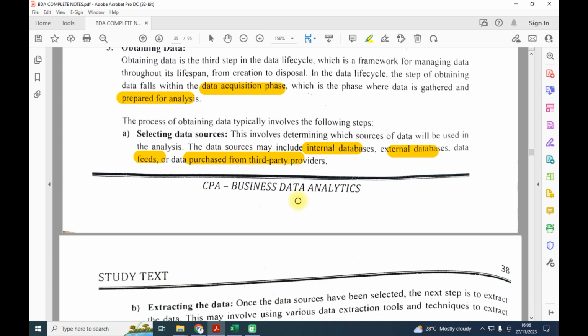So those are the various sources where we can get our data, whether it is internal, whether it is external, or whether we are purchasing it from external data providers. That is the first step under obtaining the data. We know where we are getting our data.